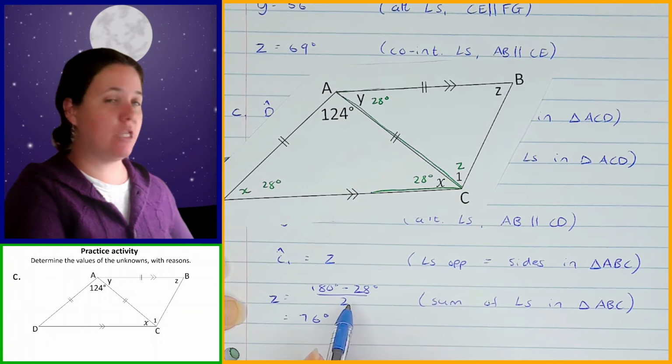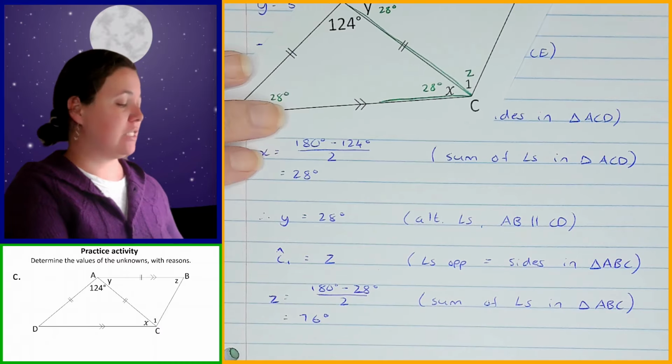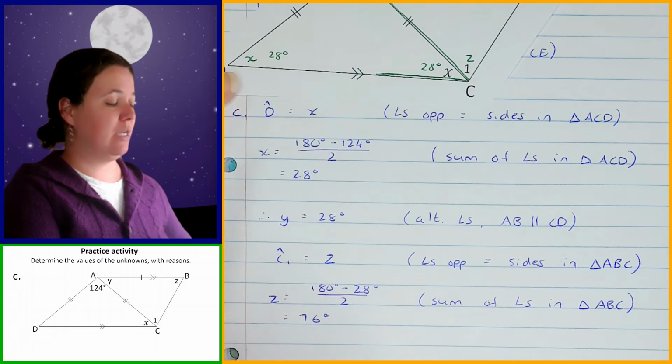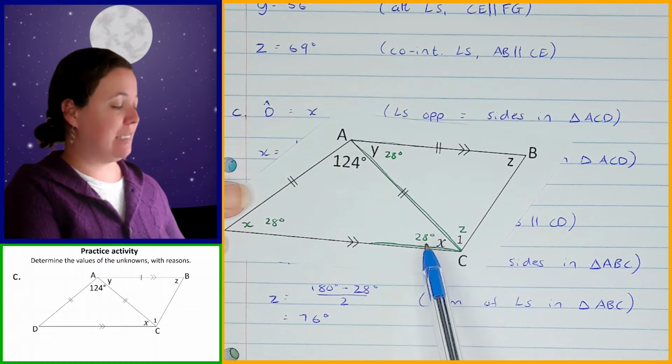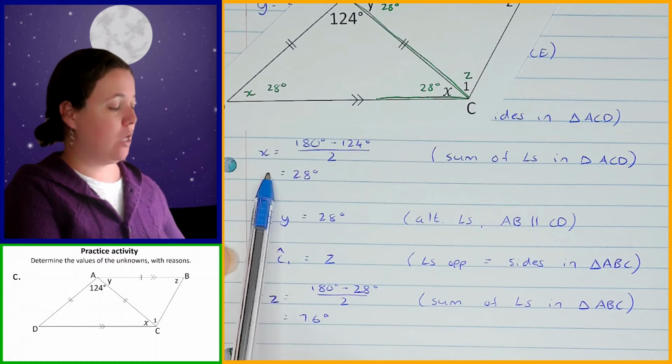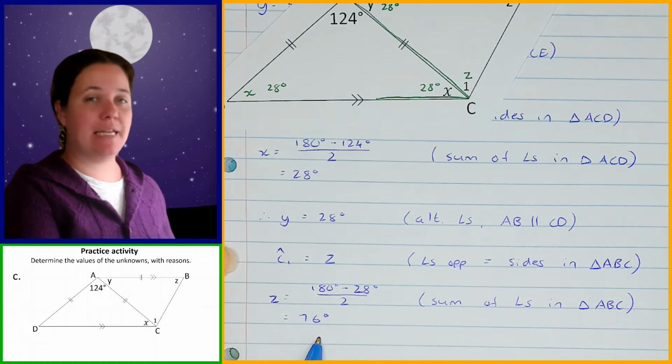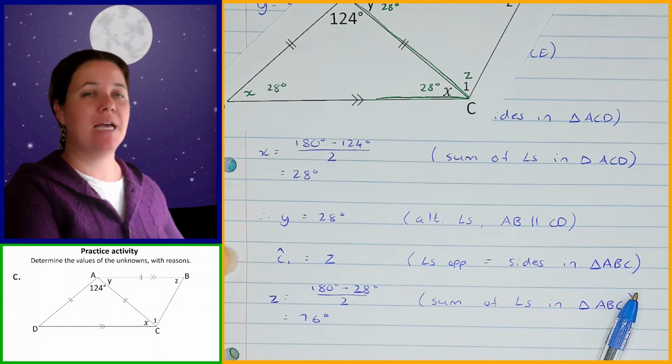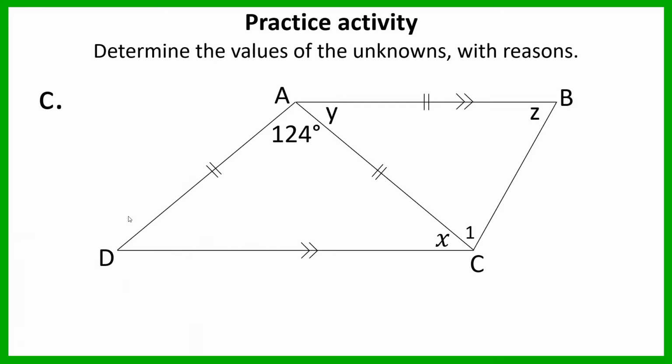Remember, for every statement that you make, you have to give a reason. So that's what you should have got for question C, that X is 28 over here, Y is 28, and Z is 76. Okay, now we're going to go on to the last one for today, which is question D.